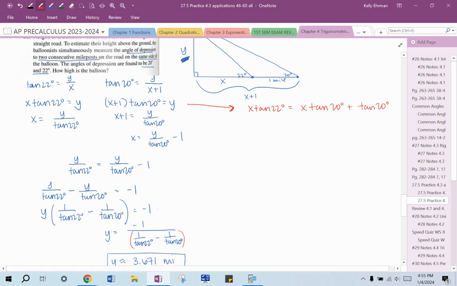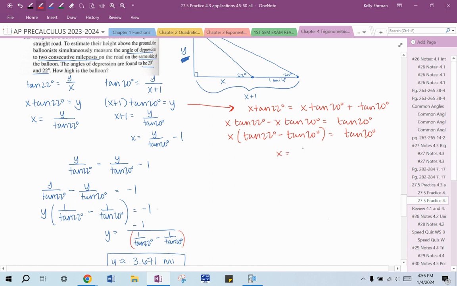And then I still have to do the same thing I did with the y's. I need to get the x's on the same side. So I subtract x times tangent of 20 degrees. And then I need to factor an x out. All right, and then I need to divide by the parentheses.